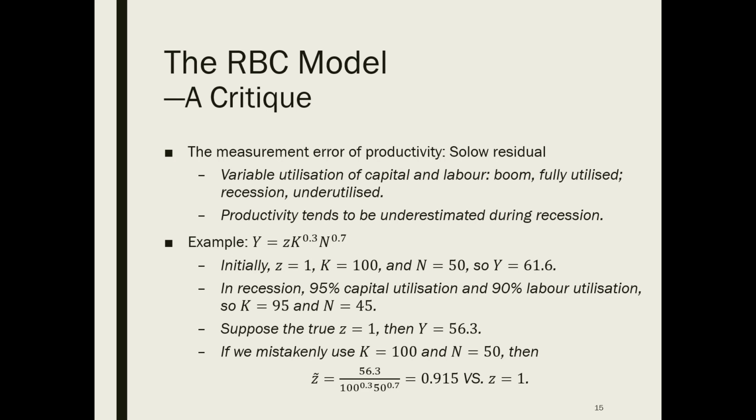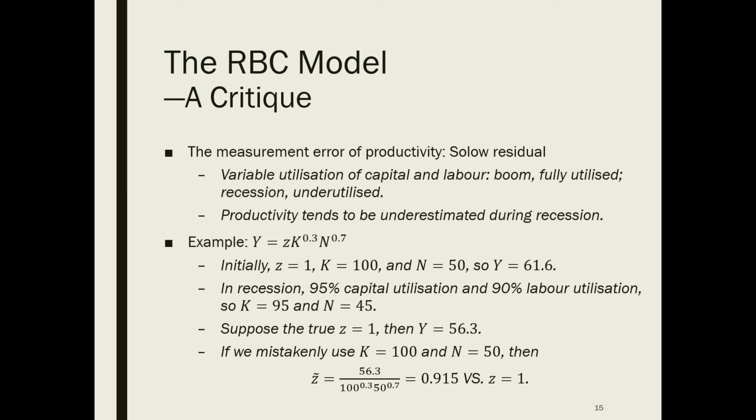Let's use a numerical example to illustrate this. Assume the initial values of productivity is equal to 1, capital is equal to 100, and labor is equal to 50. Using the Cobb-Douglas production function provided here, we compute the output equals to 61.6. Now let's look at the recession. Assume only 95% of the capital is used and 90% of the employment is working. Therefore, K is now 95 and N is equal to 45.